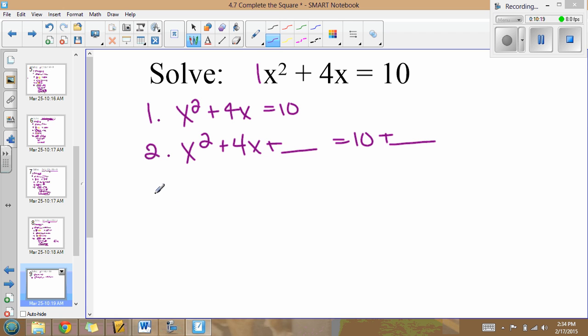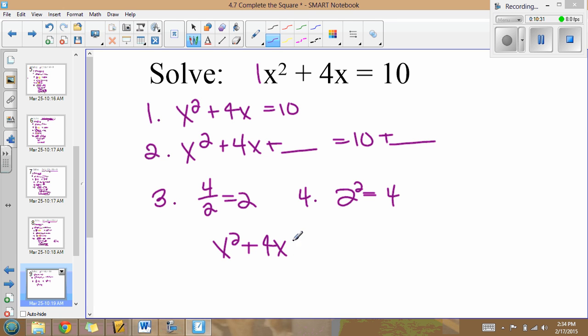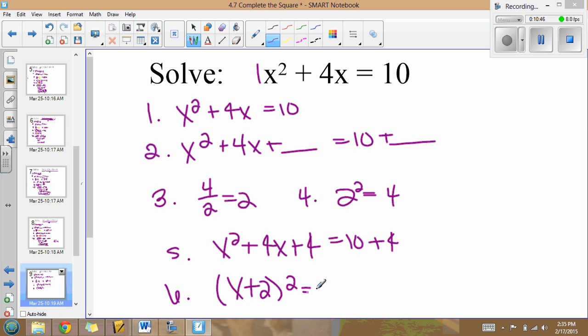Okay? So step 3, to find out what goes in my blank space, I take b, divide by 2, and step 4, I just want to square that. And that's what I'm filling in my blank. Okay, so step 6, write it as a perfect square. So factors of 4 that add up to 4, I'm sorry. We have x plus 2 squared equals 14.